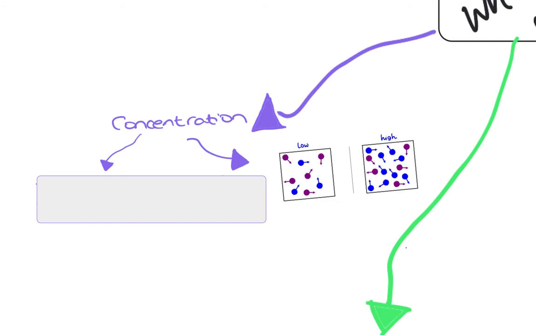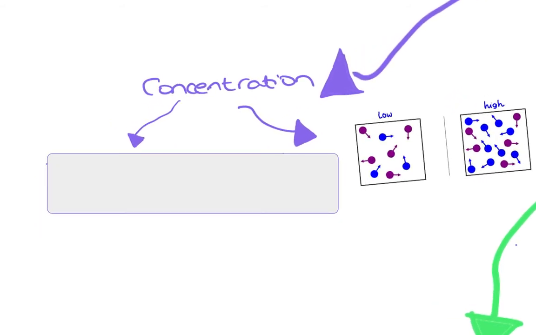Now, with a higher concentration, there are more particles per unit volume of solution. And what that means is, in the same volume of solution, there are more particles available to react. If there are more particles per unit volume, then you're going to have an increased frequency of collisions and therefore a higher rate of reaction. Pause the video and tell me why having a higher concentration results in a higher rate of reaction.